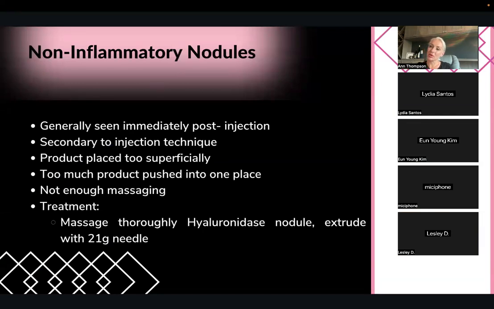Non-inflammatory nodules. These are going to occur typically because the product was laid too superficially. So please make sure that you are injecting in the correct plane with the correct G prime product that should be going into that plane. Meaning you would not inject a high G prime product, like Restylane Lift, into layer 1 of the patient's face. That would immediately cause a non-inflammatory nodule because the product was laid too superficially for the associated G prime product. So please make sure that you are choosing the right product with the right plane of the face.